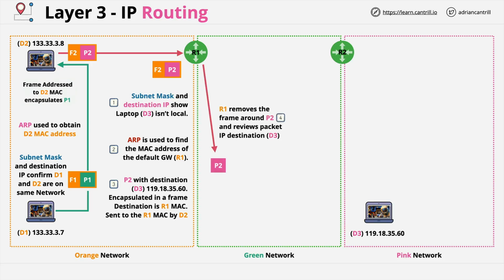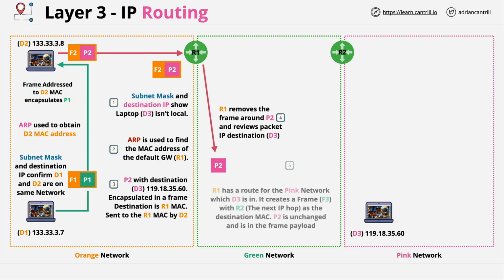Now a normal network device such as your laptop or phone, if it received a packet which wasn't destined for it, would just drop that packet. A router though, it's different. The router's job is to route packets, so it's just fine to handle a packet which is addressed somewhere else. So it reviews the destination of the packet P2, sees that it's destined for laptop D3, and it has a route for the pink network in its route table. It knows that for anything destined for the pink network, router R2 should be the next hop.